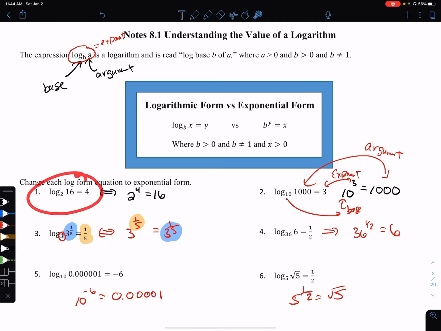When you're looking at this right here, let's say that we just had the left side of the equation, we didn't have the right side. This is asking 2 to what exponent is 16? And it's saying the answer is 4. 2 to the 4th is 16. So there's a small overview of logarithmic form and exponential form. It's important to remember that the base has to be positive and it can't be 1, and the argument has to be positive. That concludes the first video.